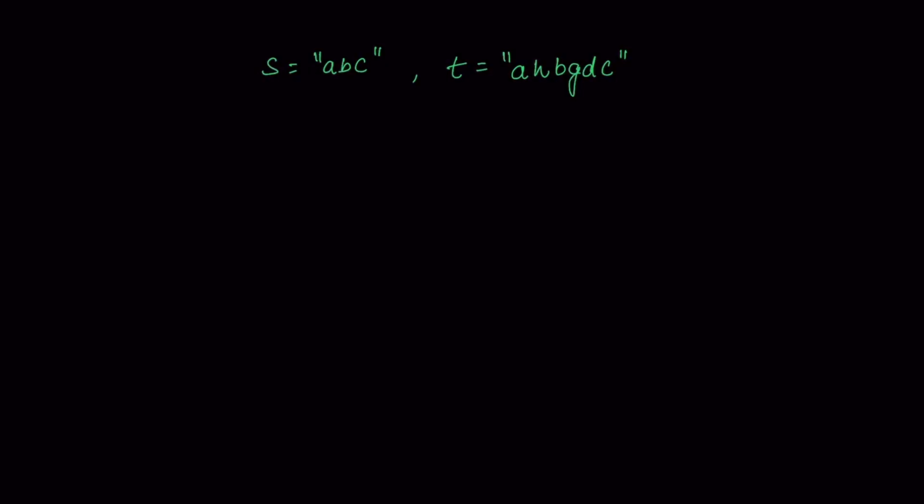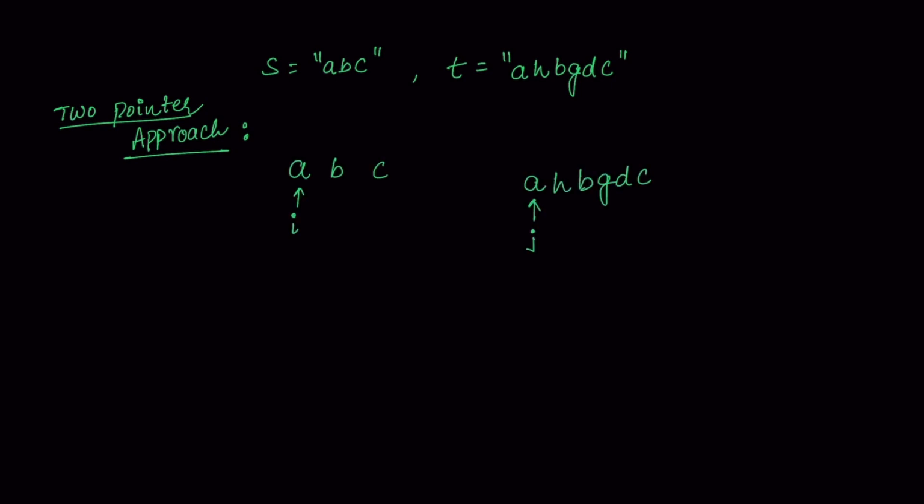For the purpose of explanation, I am going to consider my S string to be ABC and T string to be AHBGDC. In this explanation, we are going to discuss the optimized solution, and also an approach to solve the follow-up question. In order to solve this in the optimized way, we are going to make use of the two-pointer approach. In this two-pointer approach, I am considering an ith pointer positioned at the 0th index of the S string, and the jth pointer positioned at the 0th index of the T string.